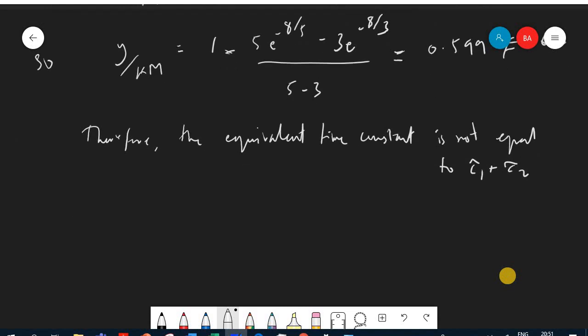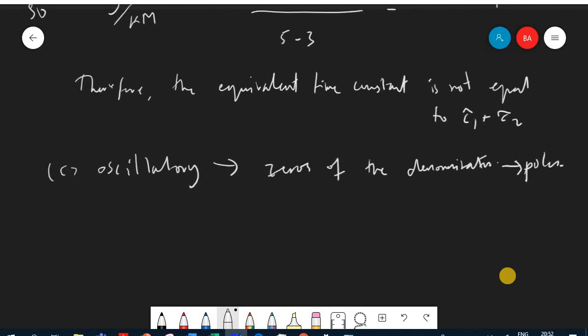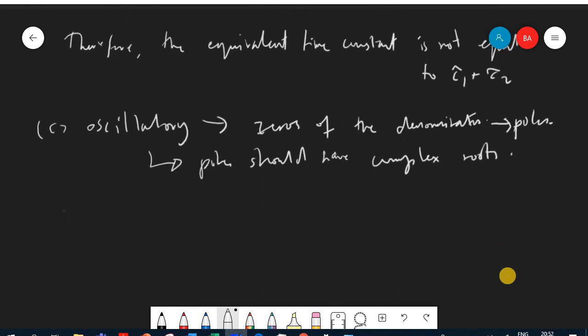Well, now part C asks whether it is oscillatory or not. To know that it is oscillatory, you look at the zeros of the denominator, which we already called poles. To have them oscillatory, the poles should have complex roots. Do they have complex roots? I don't know. Let's check.